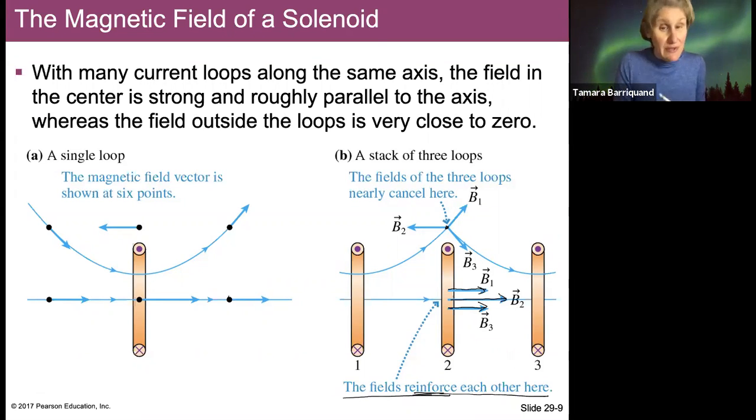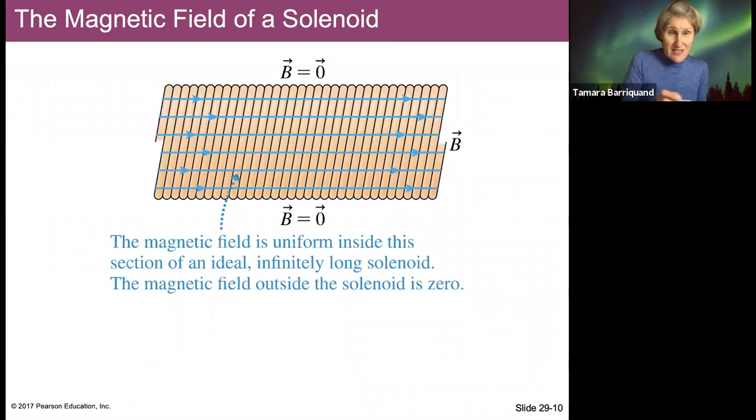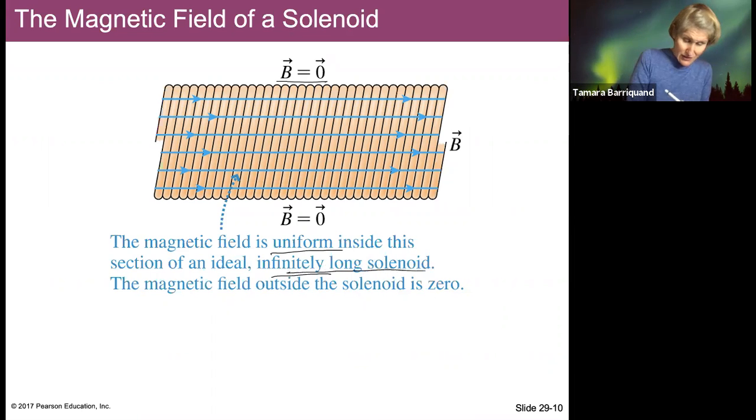So that's if we have 3 loops, it's just 3 loops. Now, if we then expand that to a solenoid, we see that for a solenoid, the magnetic field outside the solenoid is 0. And the magnetic field inside the solenoid is uniform, especially along an infinitely long solenoid. And even if it's not infinitely long, as long as it's much longer than it is wide, then we can consider that it is an infinitely long solenoid.